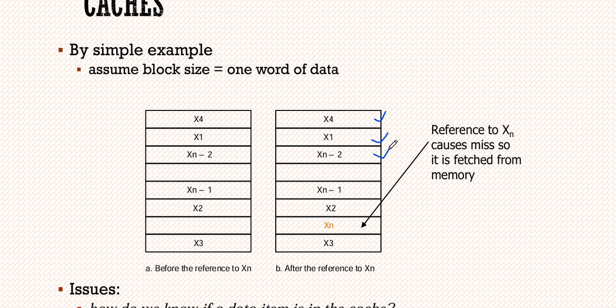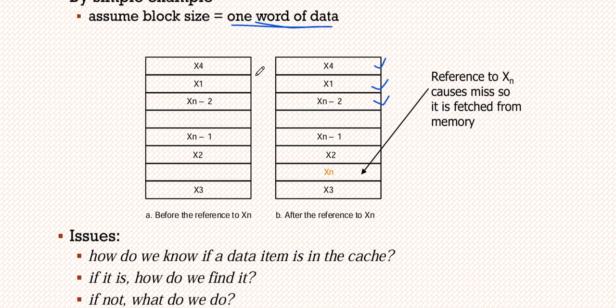Also assume that every block is storing one word of data, although we might change it later in the course. So we are just assuming that in our cache, one block stores 32 bits, because we are using this architecture here.